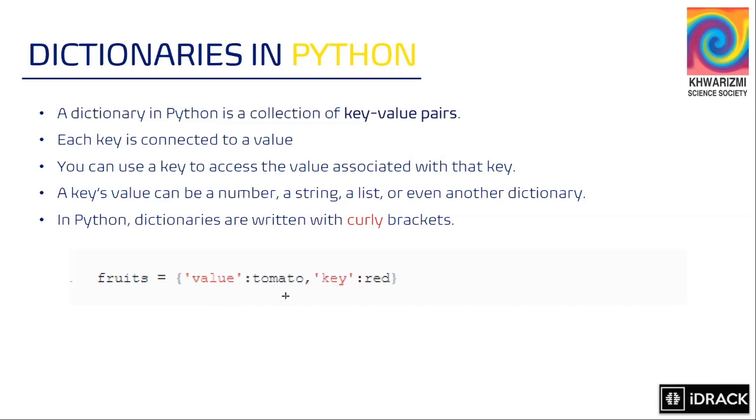For example, here it's shown a dictionary that has fruits as its main name. The first index is called value, and its value is tomato. The second index is called key, and its value is red. But instead of key, why didn't they write color?